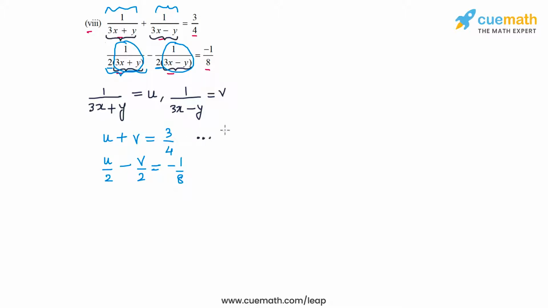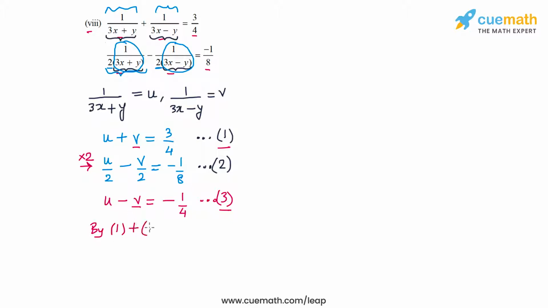Let's label them 1 and 2, and both of these are linear equations in u and v. Now to solve this, let's use elimination. What we can do is multiply the second equation by 2, because that will generate the equation u minus v equals minus 1 by 4. Let's call it equation 3. I can add 1 and 3, and that will eliminate the variable v. So let's do 1 plus 3.